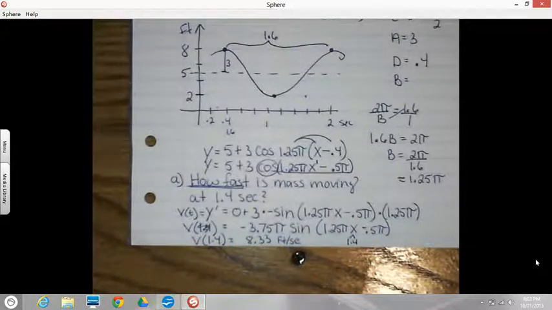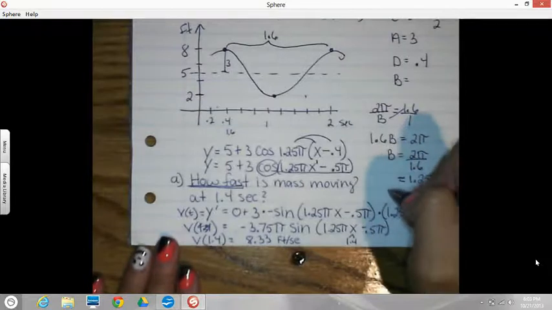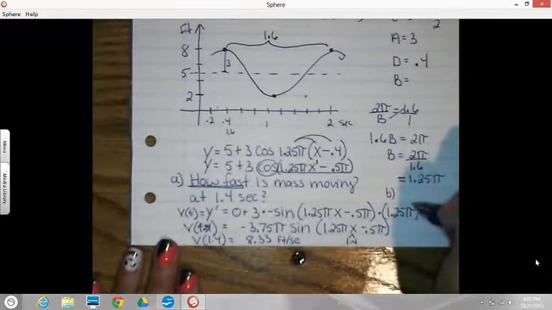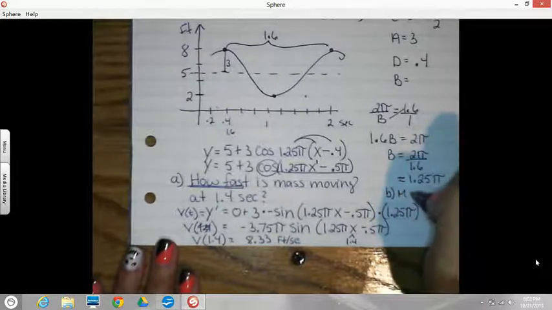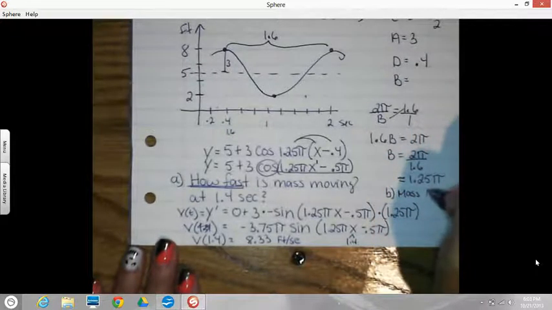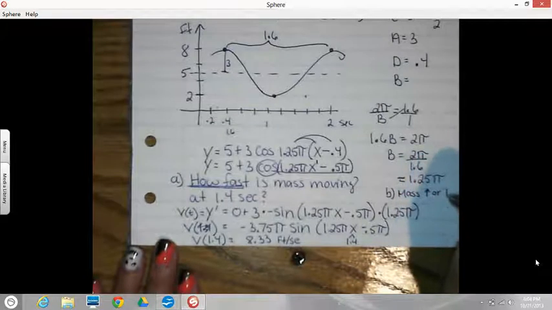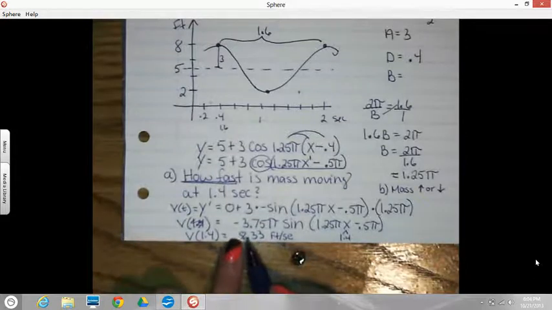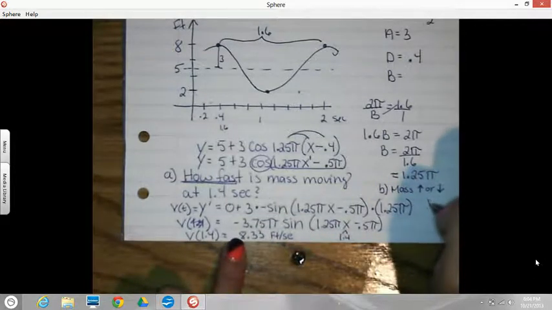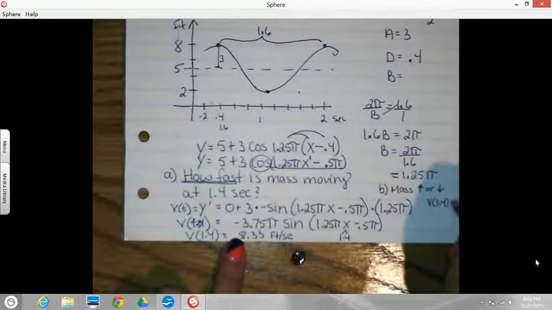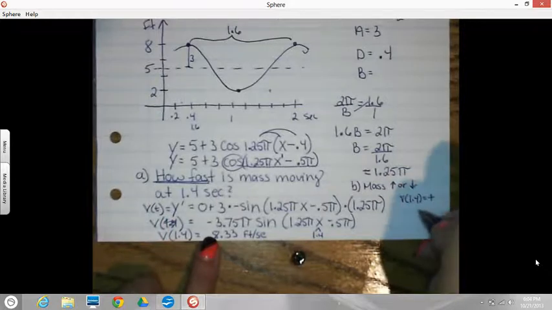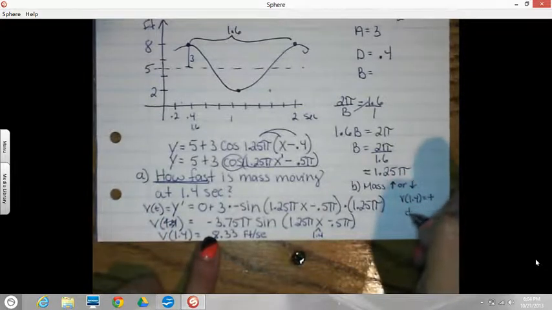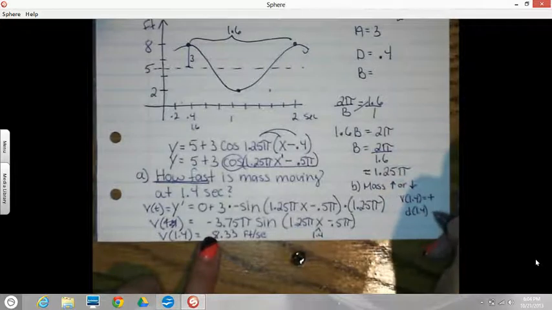And then my second question, I'm going to squeeze it in here. Kind of ran out of room, even though I switched to a new paper. Is the mass moving up or down? Is the mass on its way up or on its way down? Be careful on this one. Okay, the derivative came out positive. So the velocity at 1.4 was positive, which means the distance at 1.4 is increasing.